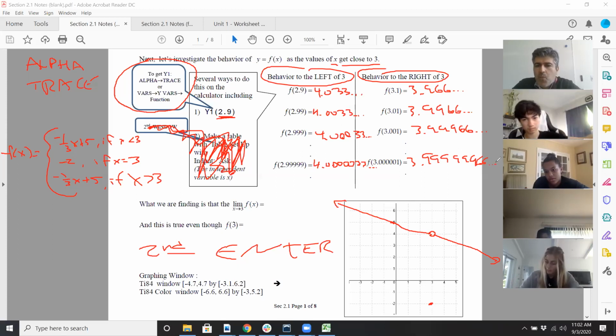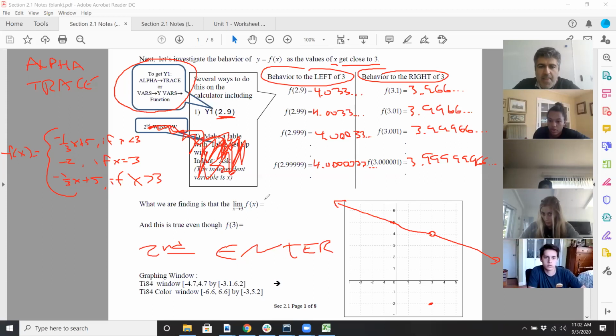So what do you think y is getting closer to as x gets closer to 3? Anyone can shout out. 4. 4. 4, there we go. And that's going to be the answer for this right here. So this is what we call a limit.